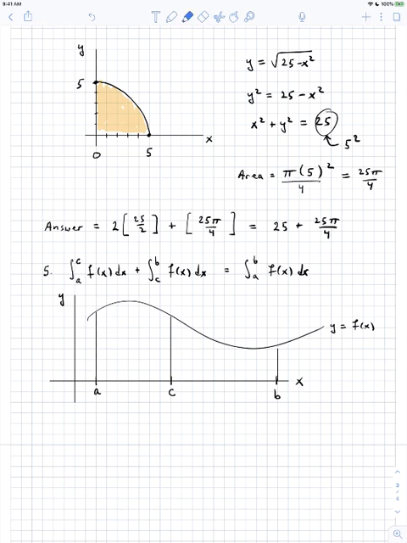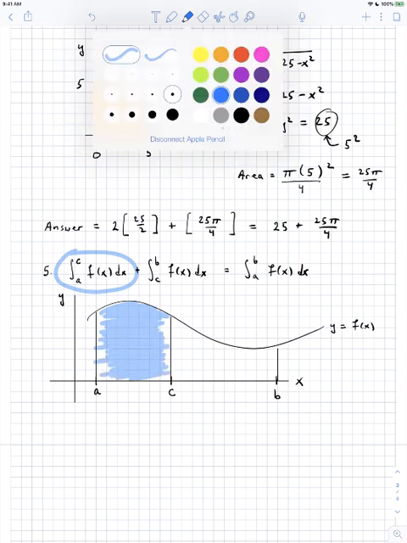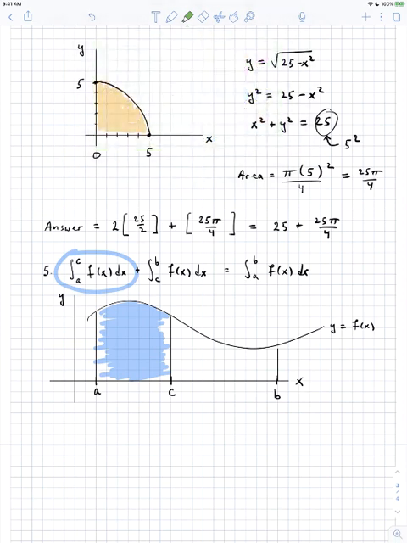The first region corresponds to the first integral. So if you look at the first definite integral here, it's the integral from a to c of f of x. So that's the area underneath the curve f of x between a and c. So that's this region right here. The second definite integral is the definite integral from c to b of f of x dx. So that's the area underneath the curve between c and b.